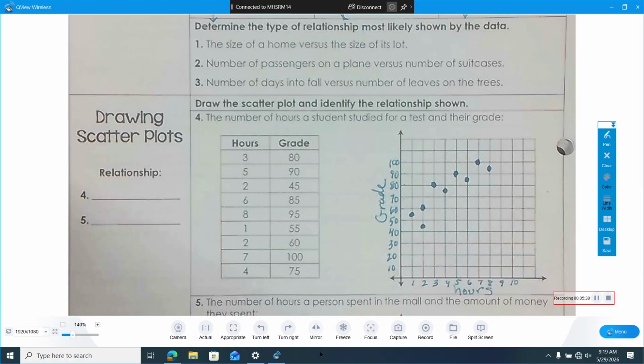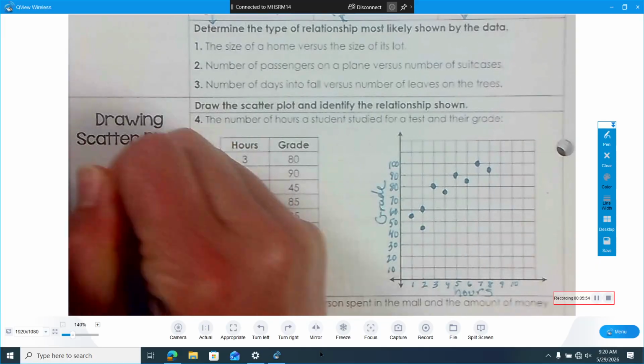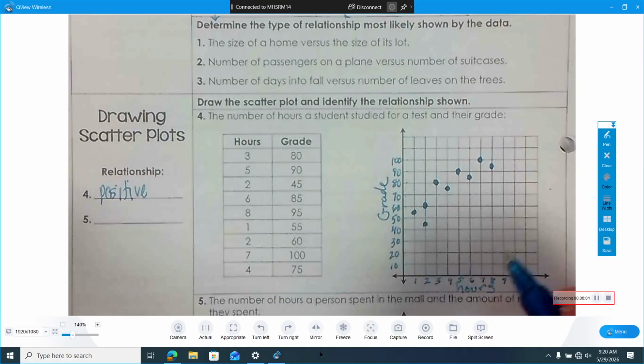Would you say this data is going uphill or is it going downhill? It's going uphill. We always read a graph from the left side to the right. So as we're moving to the right, it is going uphill, and that's really important. So is this a positive or a negative? It's a positive relationship. You'll also see the word positive correlation. It is a positive correlation.